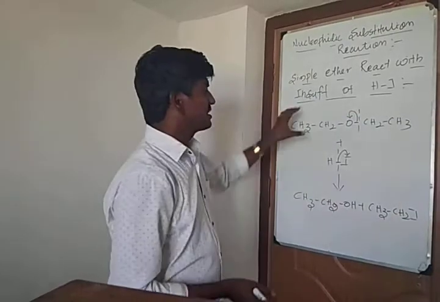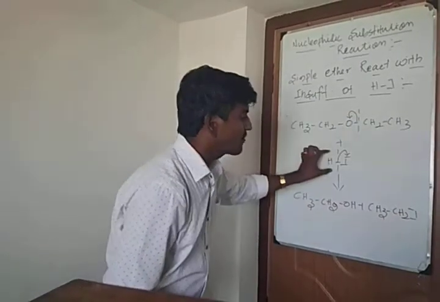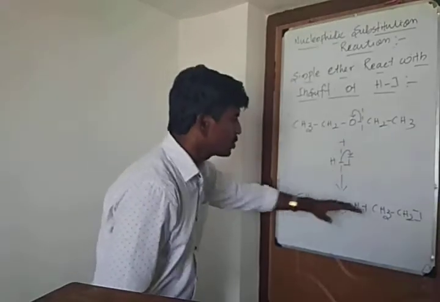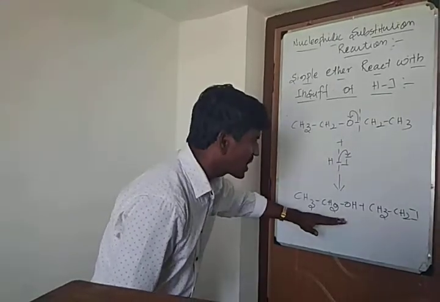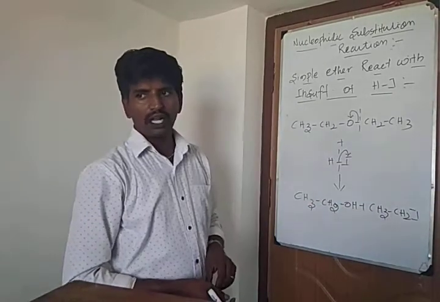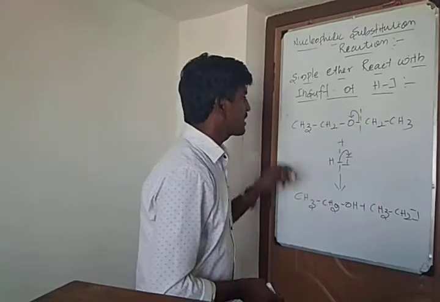When simple ether reacts with 1 mole of HI, 1 mole of HI means an insufficient amount of HI. It gives 2 products to us. One is alcohol, another one is iodide. This is the chemical reaction. Now I am going to teach its mechanism.